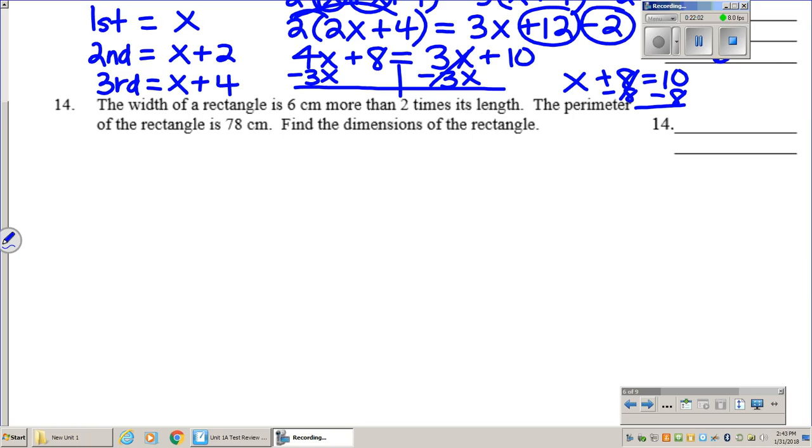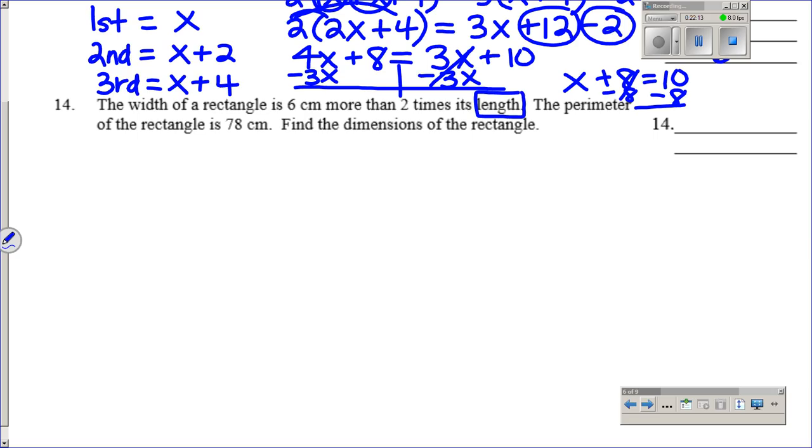So remember, you need to ask yourself, am I comparing my width to my length, or am I comparing my length to the width? And I've told you that that last word at the end of the first sentence, that's kind of a clue to what you're comparing to. So we are comparing the width to the length.